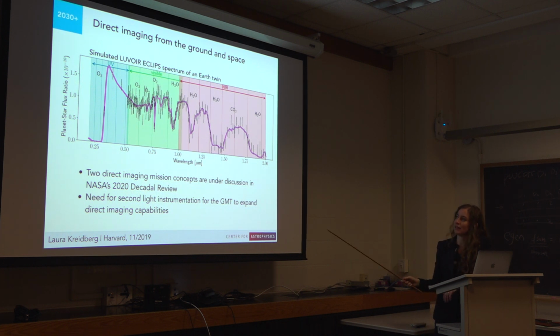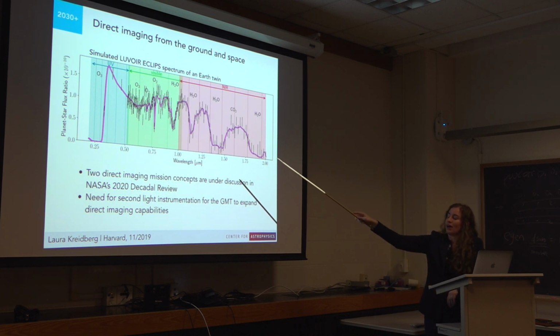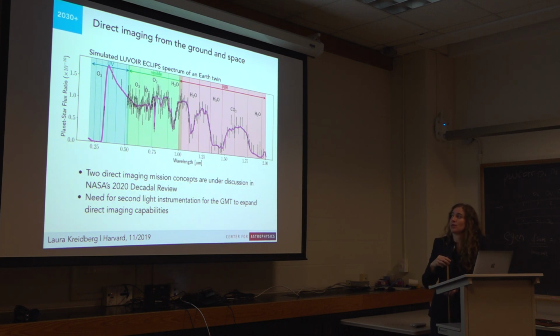Here is a simulated reflected light spectrum of an Earth analog from LUVOIR. And you can see this is amazing. You can see spectral features not only from common molecules like water and CO2, but also from oxygen and ozone, which are canonical biosignatures.